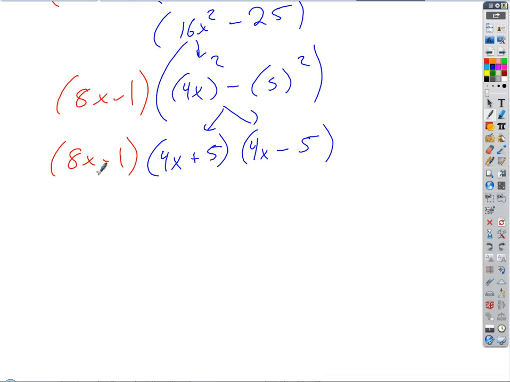So if I set that equal to 0, I would add the 1 to this side, and then divide by 8, right? So one of them would be at 1/8. Where would this one be? Imagine it's equal to 0. I've got to subtract the 5 over and then divide by 4. So I get negative 5/4. And this one would be at positive 5/4, right?